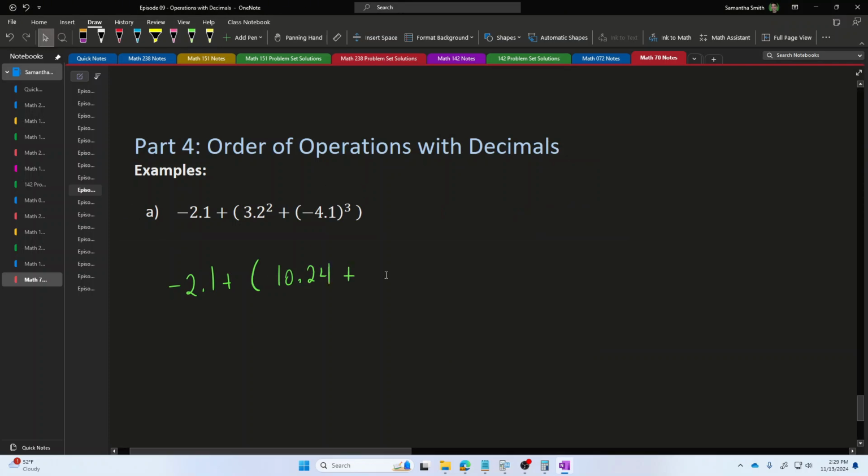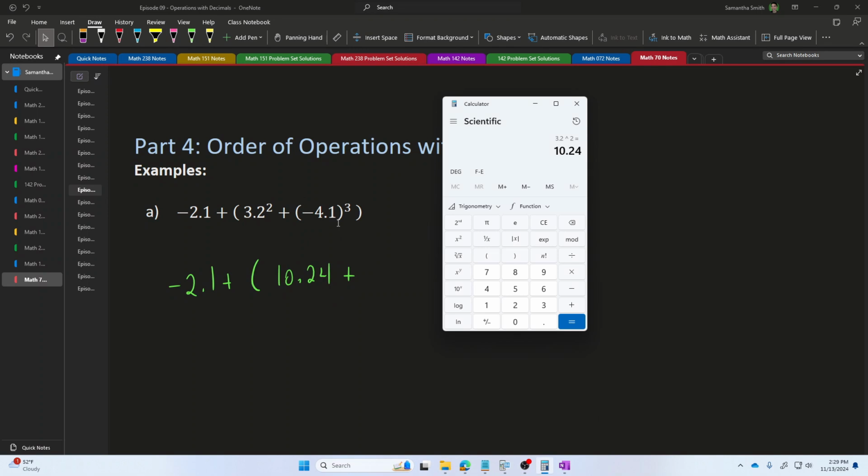And then to calculate this other exponent, where I have negative 4.1 cubed, on the Windows calculator, I can type in 4.1, then make it negative. Here's that minus sign popped up as a result of hitting this symbol. And then I want to raise that value to the power 3. And I get negative 68.921.